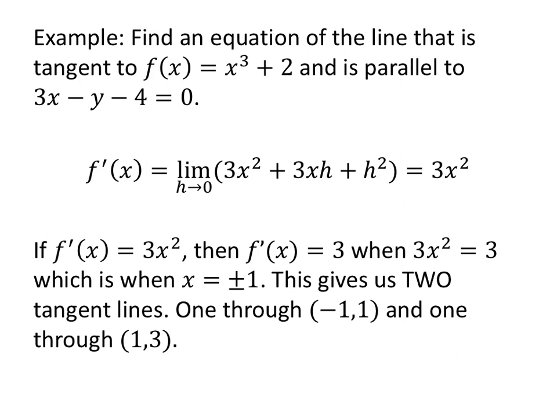Fantastic. So I know my derivative function. I know I want my derivative to be 3 if it's parallel to the given line. So if f prime of x equals 3x squared, then f prime of x will equal 3 when 3x squared equals 3, which is when x equals plus or minus 1. Two tangent line equations we have to find.